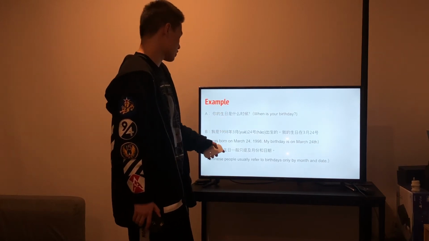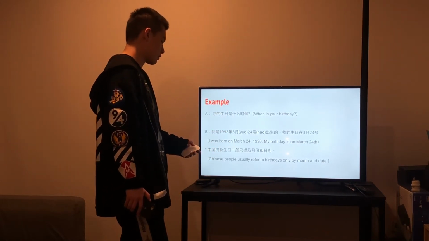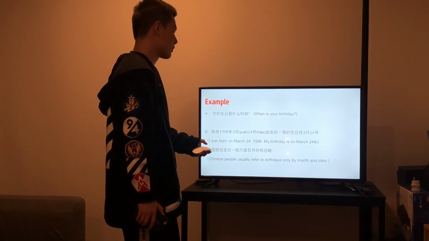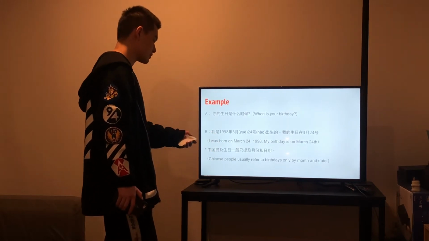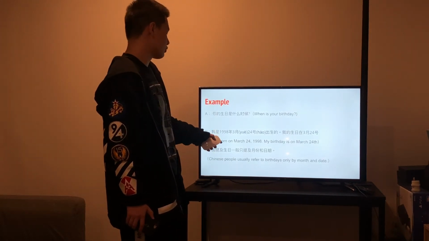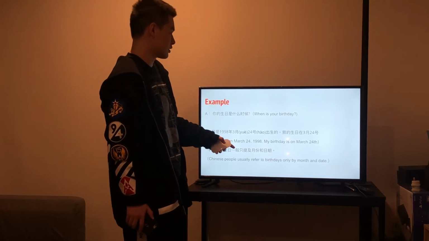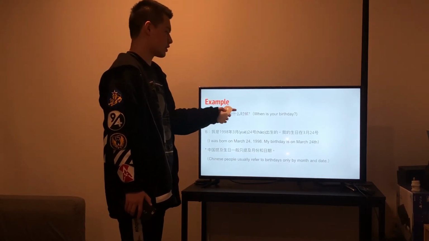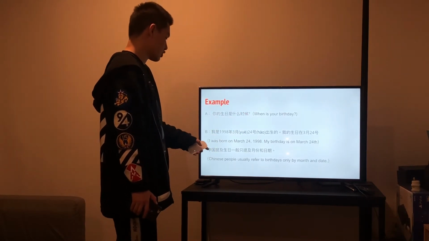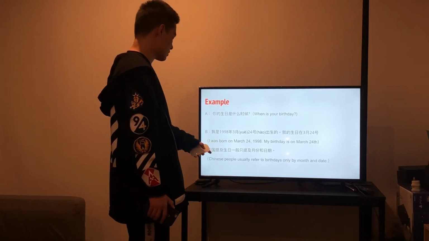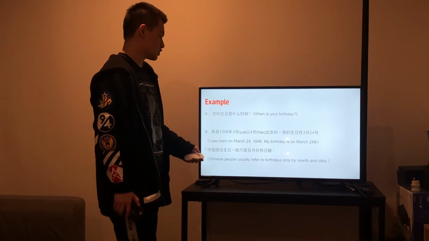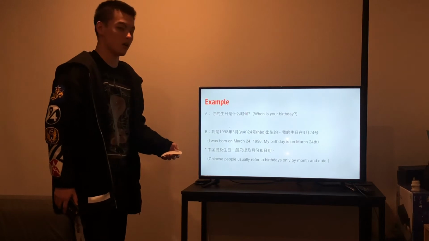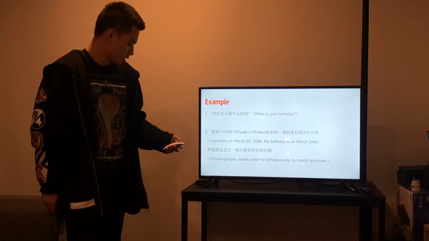For example, we can ask, when is your birthday? 你的生日是什么时候? And the answer is maybe, I was born on March 24th, 1998. My birthday is on March 24th. In Chinese, we will say 我是1998年3月24号出生的。我的生日在3月24号。The first one is about the birth date, and the second one is birthday. In Chinese, we will usually refer to birthday only by month and date. 在中国，我们提及生日的时候，一般只提及月份和日期。And next, we will introduce some of the grammar in how to introduce the birthday.